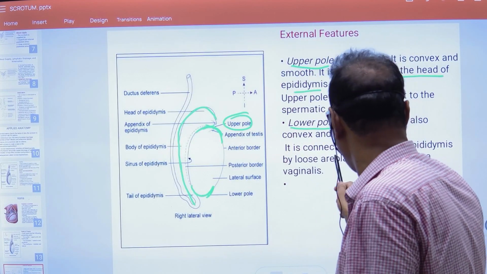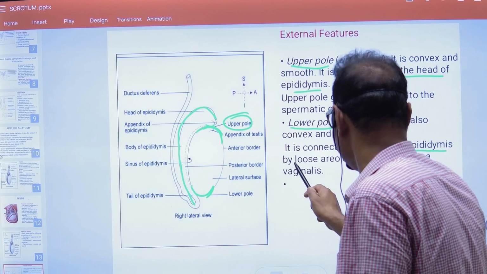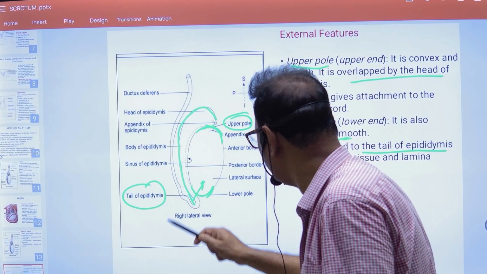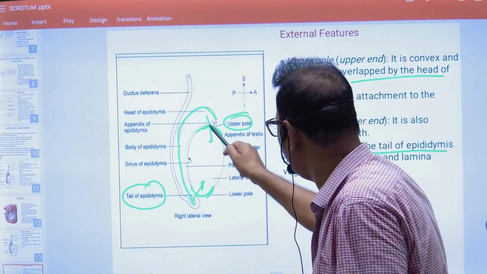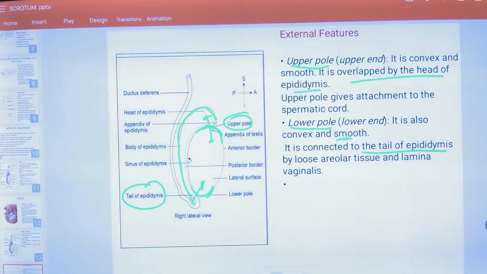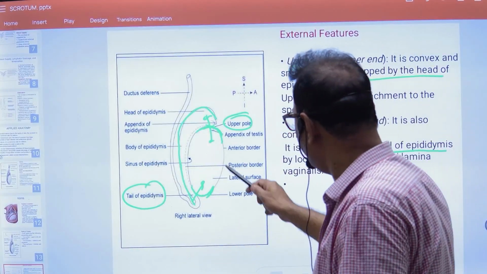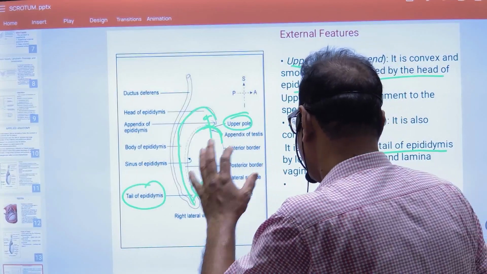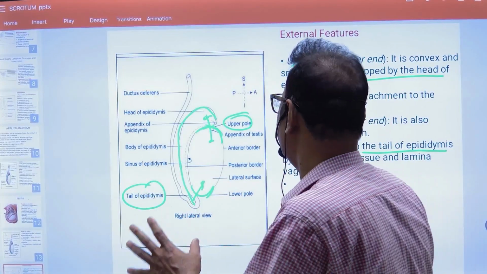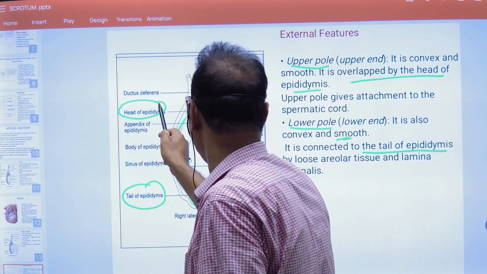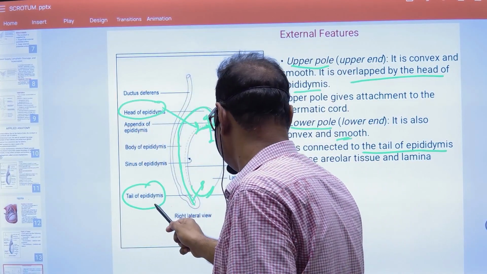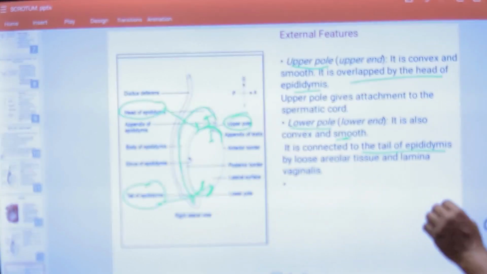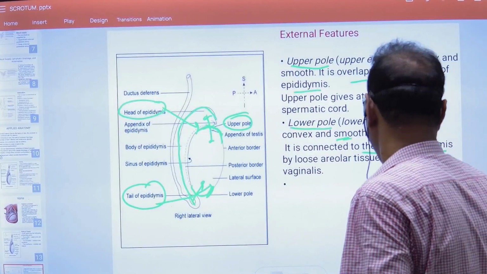And the lower pole is connected to the tail of the epididymis. See this one, this is the tail of the epididymis, and this is connected to the lower pole, and the head is connected to the upper pole. So the upper pole is connected to the head of the epididymis, and the lower pole is connected to the tail of the epididymis.